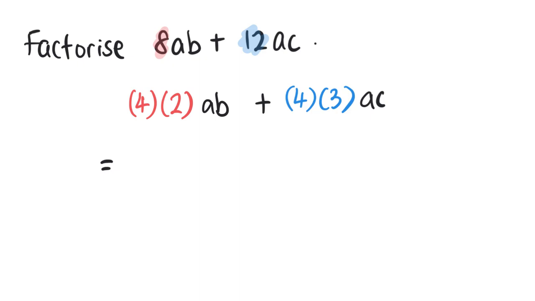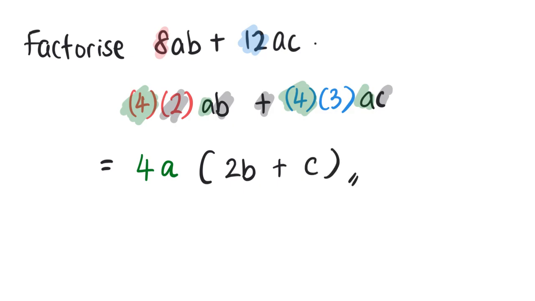And therefore, from here, I would be able to extract out my common factor 4. And is that the only common factor? I'm glad you know that it is not, because I see a variable a as the common factor as well. So I could extract that common factor a out. And that leaves me with 2b plus c. And we have successfully factorized this expression.